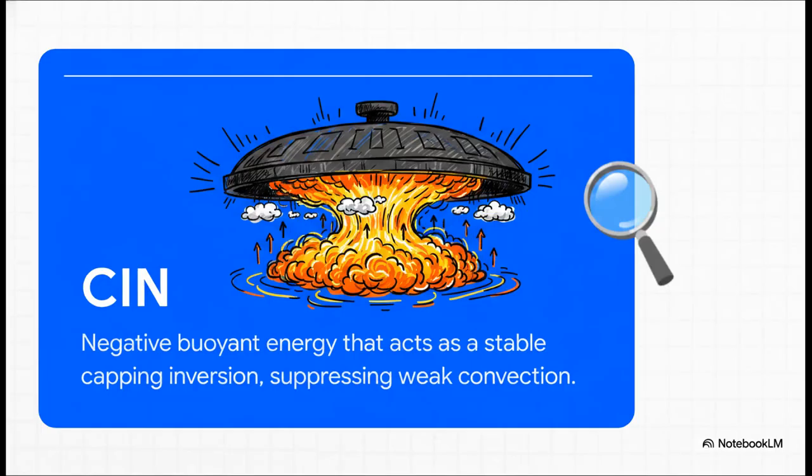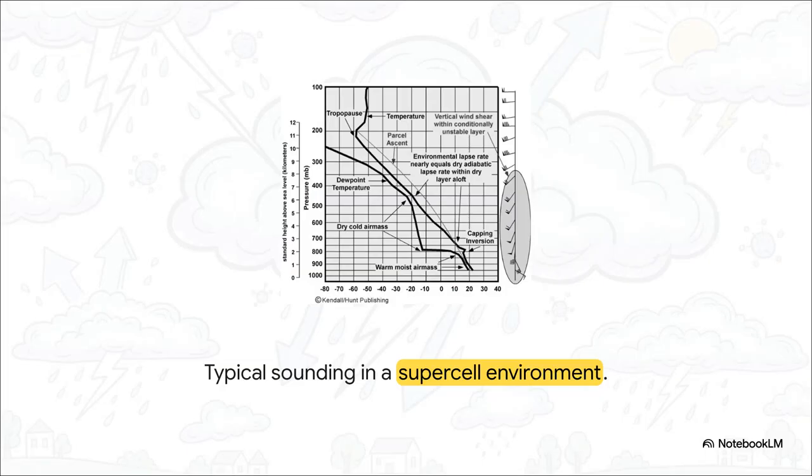But here's the thing, fuel alone doesn't instantly make a storm. We also have to talk about CIN, or convective inhibition. If CAPE is the explosive rocket fuel, CIN is basically the heavy lid keeping it all contained. CIN represents negative buoyant energy. It's a layer of warm air aloft acting as a stable capping inversion. Now this lid is actually absolutely crucial for severe weather because it suppresses early weak convection. It stops the atmosphere from just bubbling away all its energy too early in the day. Instead, it allows all that violent CAPE energy to pool and build up in the lower boundary layer until it's absolutely ready to erupt.